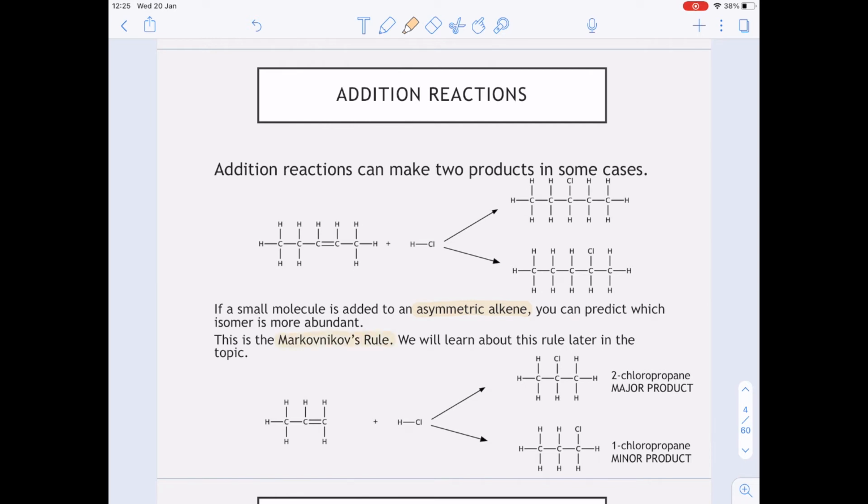So for example, if we have a look at this alkene down here where we've got our double bond, again it's asymmetric, we're adding on hydrogen chloride. We have 2 products. The first one at the top is the major product, 2-chloropropane, and the one at the bottom, 1-chloropropane, is the minor product. So this is something we'll learn later on. I just like to mention it here.